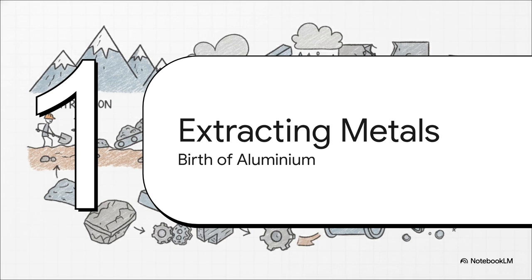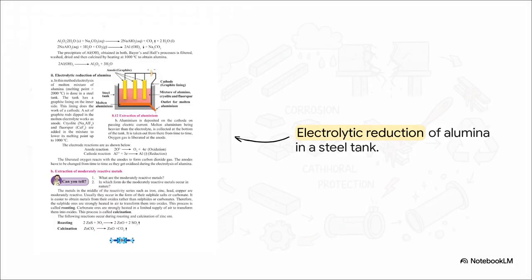The birth of aluminum. To pull highly reactive metals out of nature, we need extreme measures, namely massive heat and electricity. Observe this setup carefully. What you're seeing is the electrolytic reduction of alumina. We take a molten mixture of alumina, and to bring its melting point down to just around 1,000 degrees Celsius, we add cryolite and fluorspar.